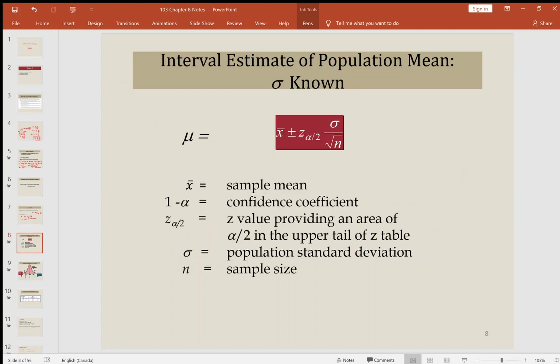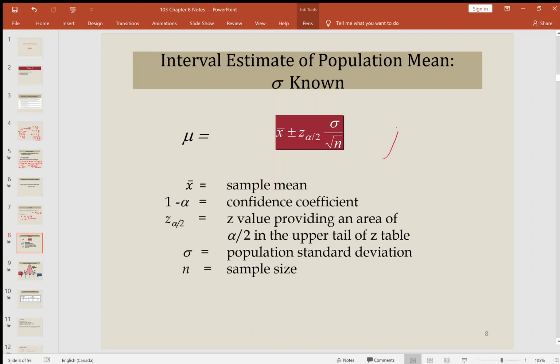So as we just said, if sigma is given to us, then we will use this formula: mu is equal to x bar plus minus z alpha by 2 times sigma divided by square root of n. X bar is the sample mean, 1 minus alpha is the confidence coefficient, and z alpha by 2 is the z value providing an area of alpha by 2 in the upper tail of the z table. Sigma is the population standard deviation, and n is your sample size. So what is this alpha and alpha by 2? Let me explain to you.